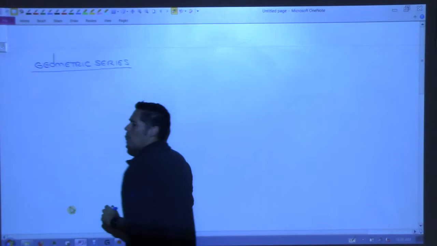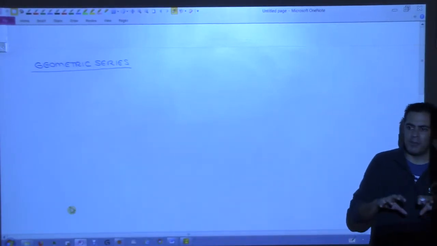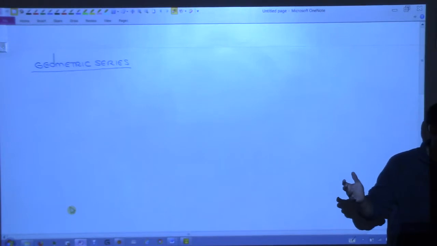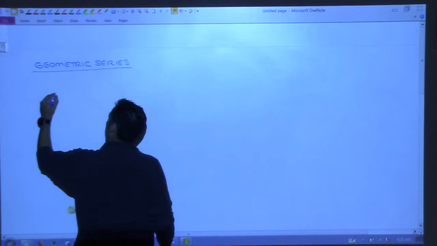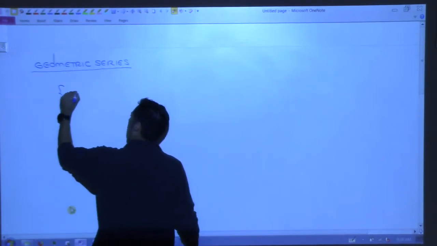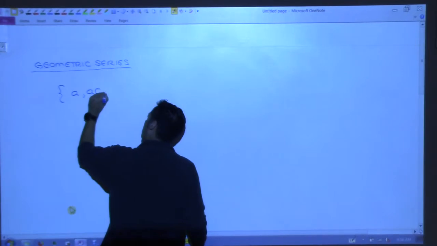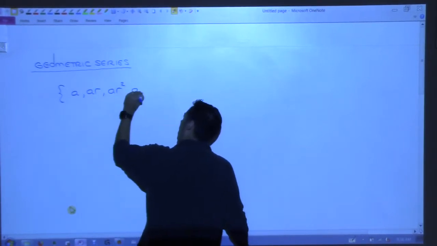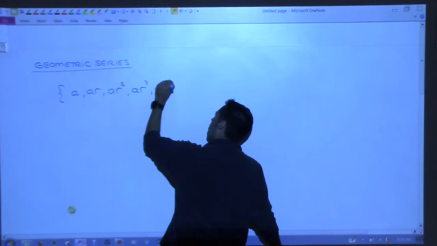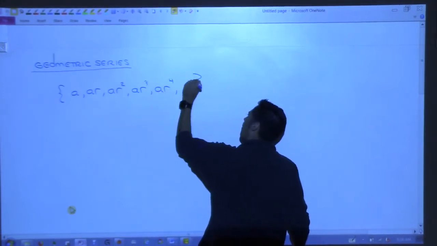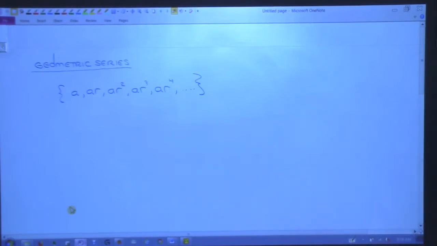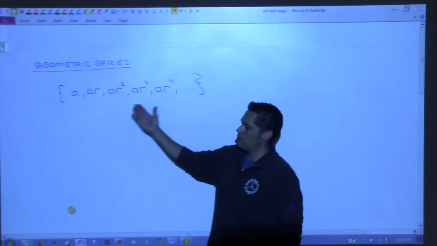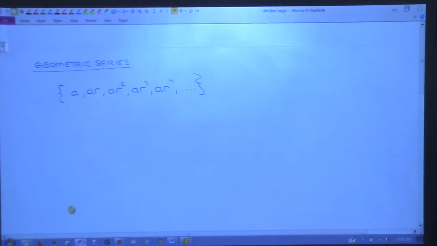Remember, a series always comes from a sequence. You start with a sequence, then you start adding the things up. So let me show you what the sequence is. We start with a, ar, ar squared, ar cubed, ar to the fourth, dot, dot, dot. I just gave you a what? What is this called? A sequence. I'm telling you that that is a geometric sequence.